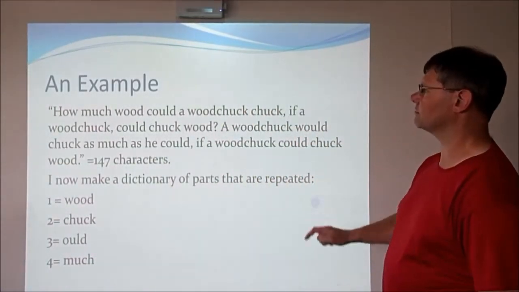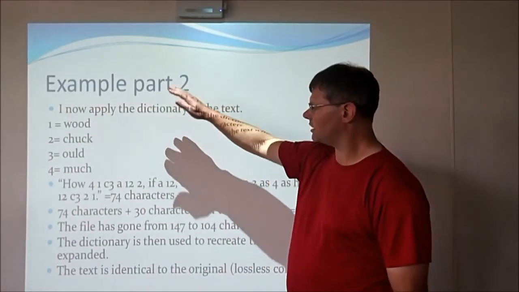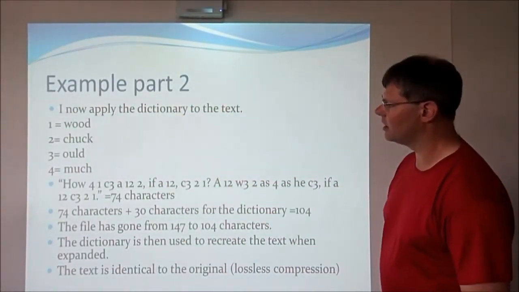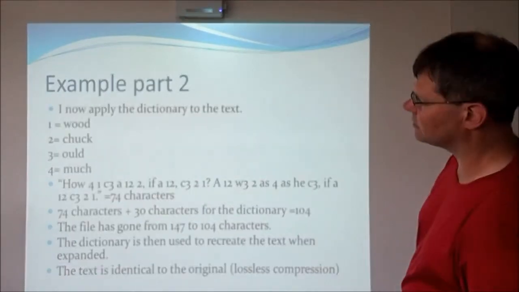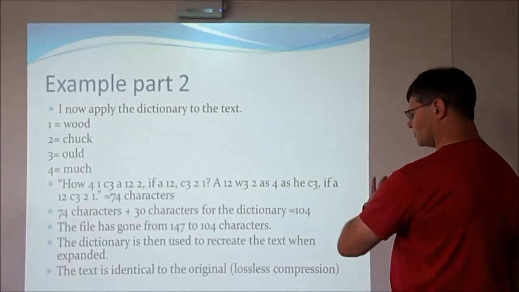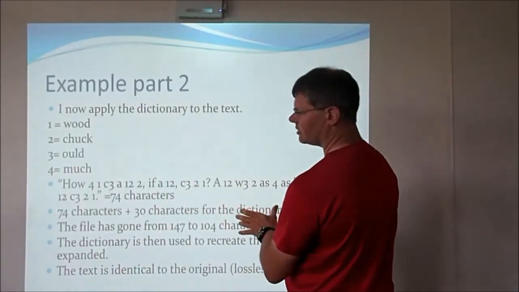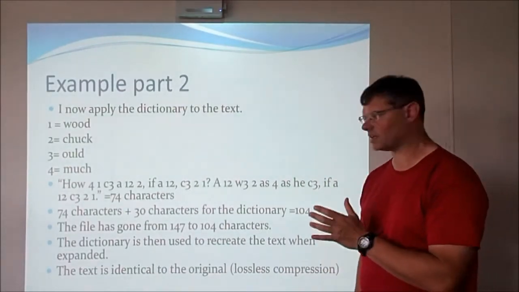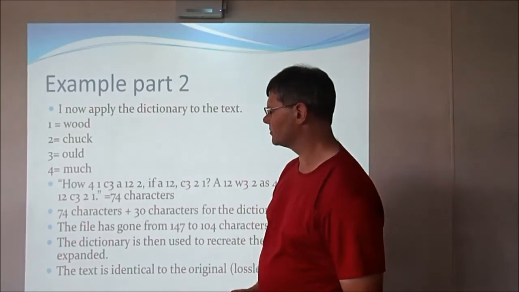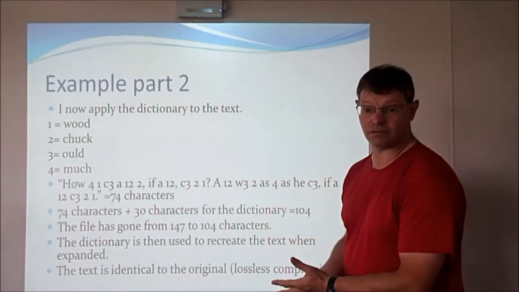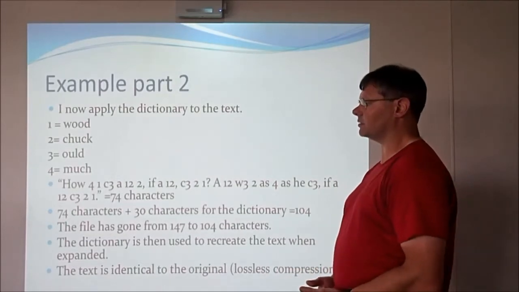So I'm now going to swap those over. Putting that dictionary into the text and swapping those words out, I've got this: L space 4 space 1 space C3 blah blah blah all the way through, and if you swap those words and letters out, it is exactly the same thing as we had before. But it's only 74 characters. And I think that's brilliant, that's halved it. It was 147 before, it's literally half of the characters that I've used.